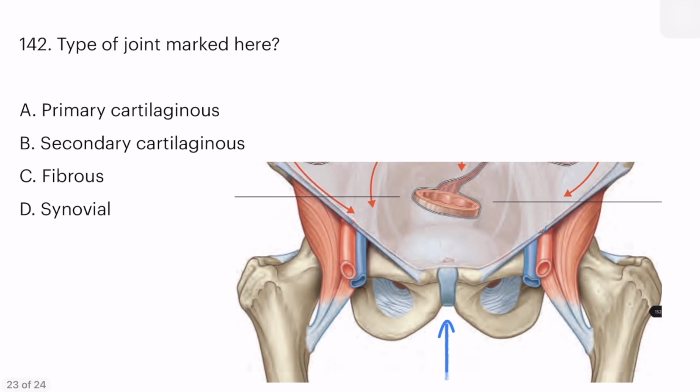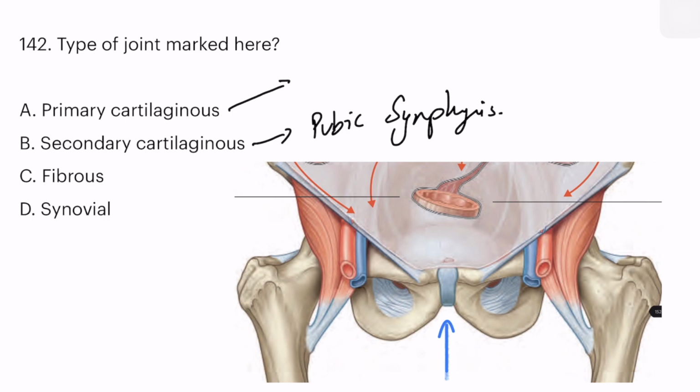What is the joint marked here? So here we can see the joint marked is pubic symphysis, right? It is a secondary cartilaginous joint. They move very little, right? What is a primary cartilaginous joint? A primary cartilaginous joint example is the first sternocostal joint.